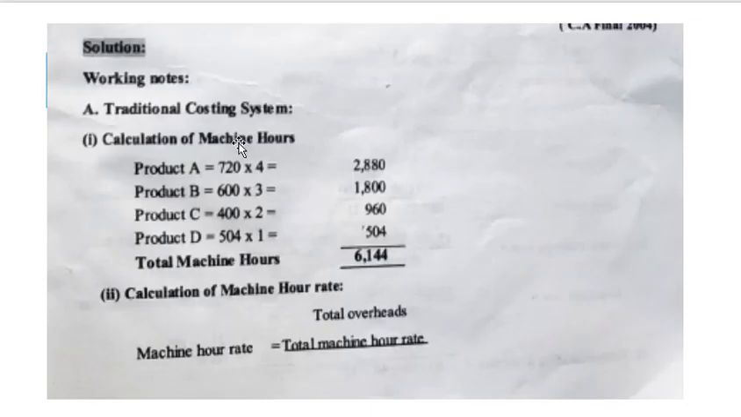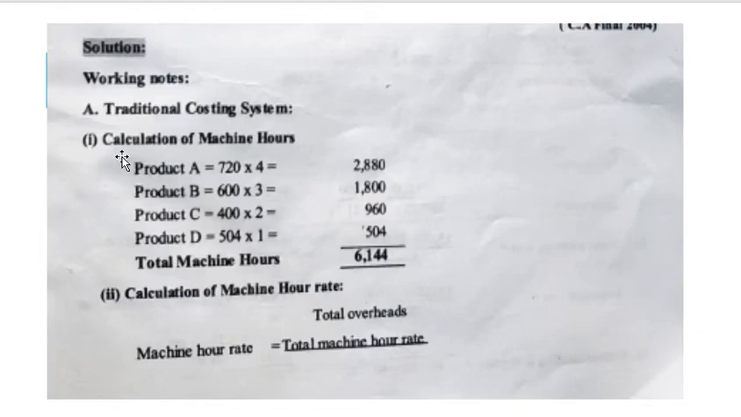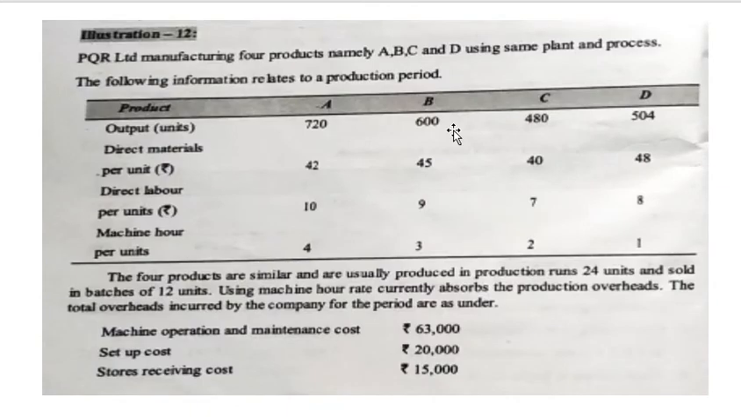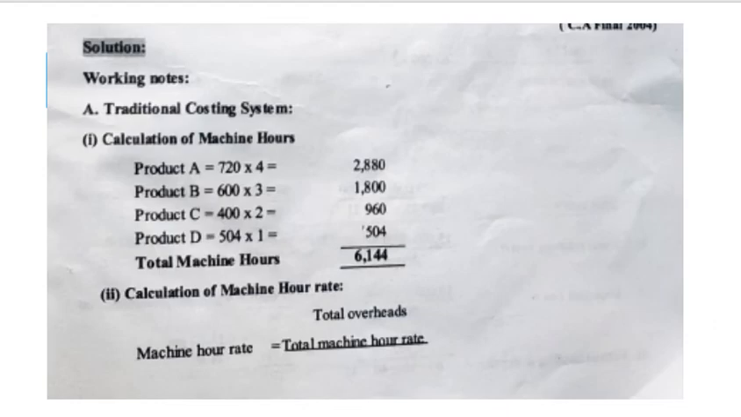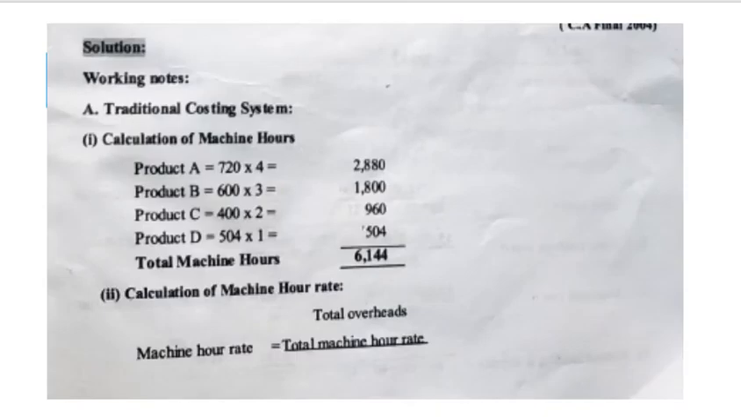For product A, the total units produced is 720. If one unit takes 4 hours, then for 720 units, 720 into 4 gives you 2,880. Next, for product B, the number of units is 600 and the hours for producing one unit is 3. So 600 into 3 gives you 1,800. For product C, the number of units produced is 480 and one unit takes 2 hours, so 480 units take 960.